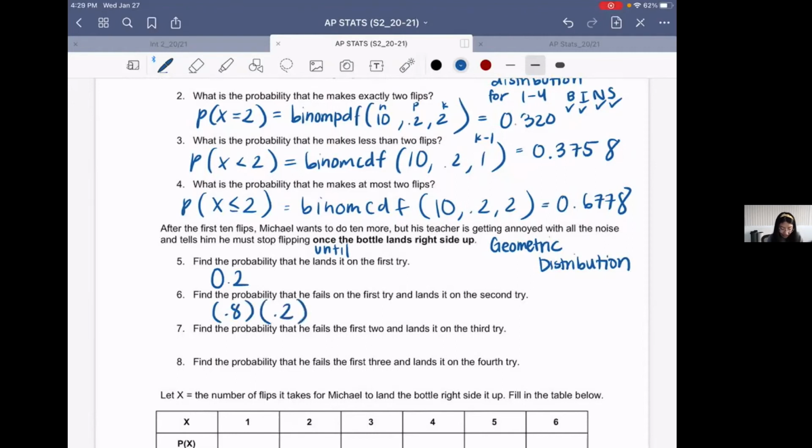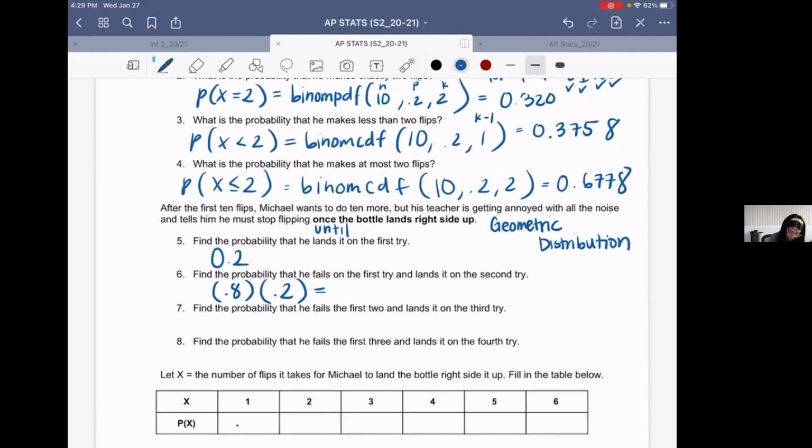And then for 7 and 8, you guys try that and see if you can get the same values. So the first one is 0.2, which I'm going to plug in here. This is 0.16, I'm going to plug in here, and so on and so forth. So you guys try the rest.